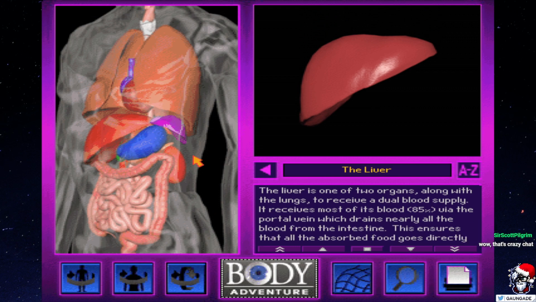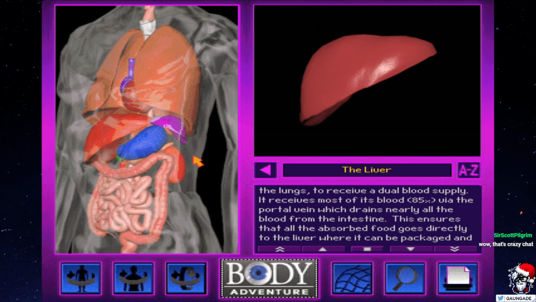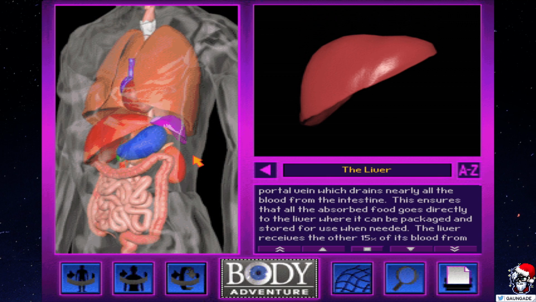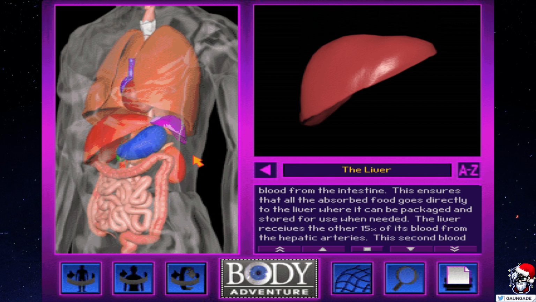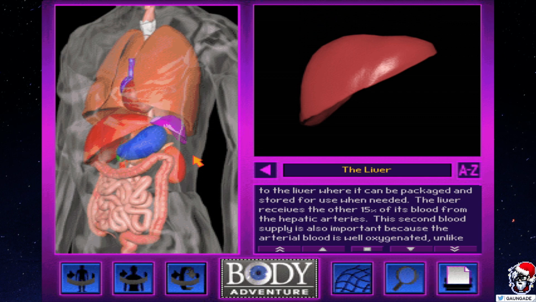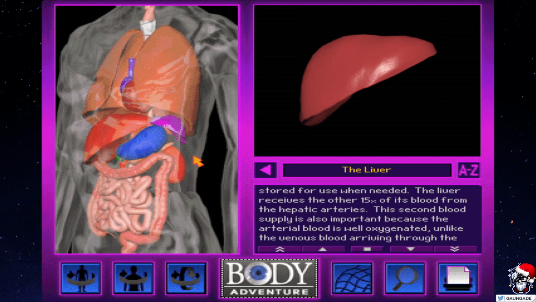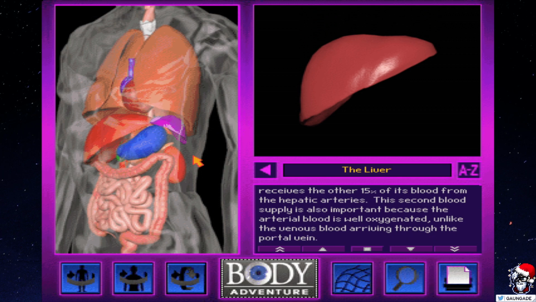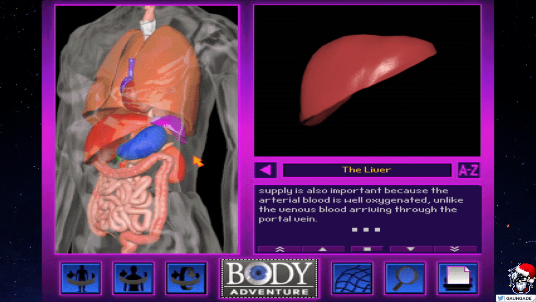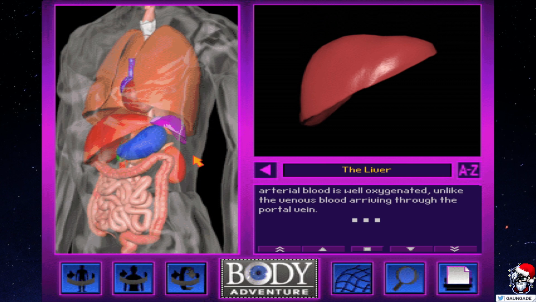It receives most of its blood, 85%, via the portal vein, which drains nearly all the blood from the intestine. This ensures that all the absorbed food goes directly to the liver, where it can be packaged and stored for use when needed. The liver receives the other 15% from the hepatic arteries. This second blood supply is also important because the arterial blood is well oxygenated, unlike the venous blood arriving through the portal vein.